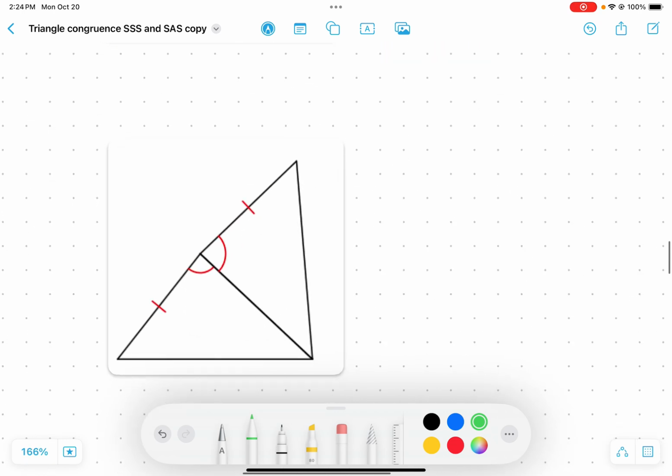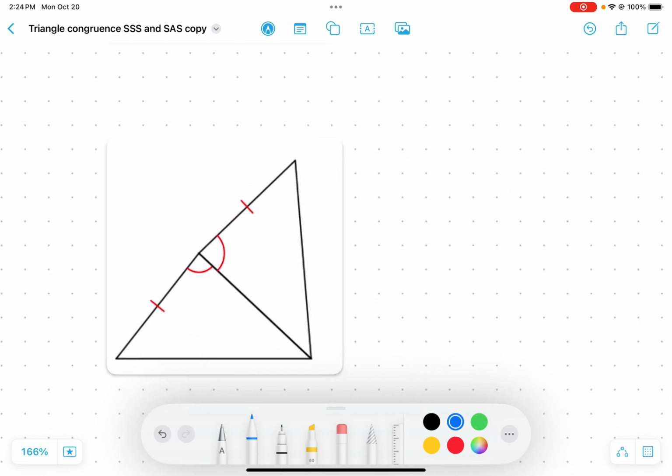So this will be example 3. So what are they telling me here? They're telling me that these two angles are the same, and they're telling me that these two sides are the same. And then the two triangles have the same side here. They both share that side.